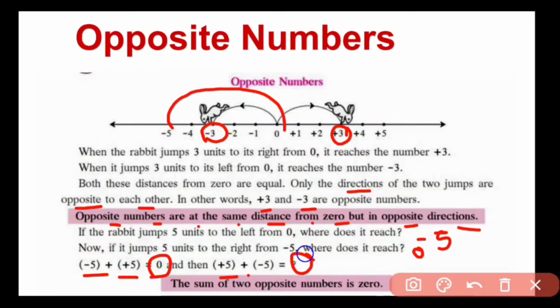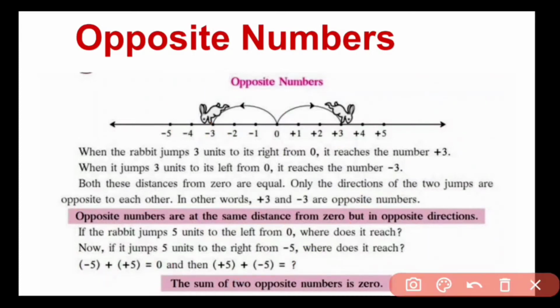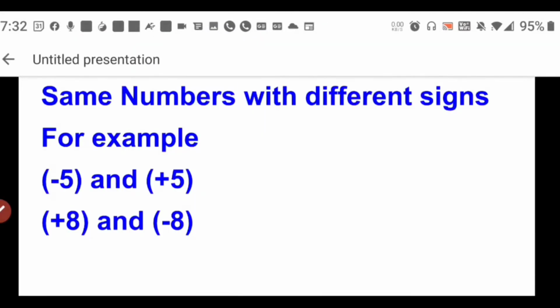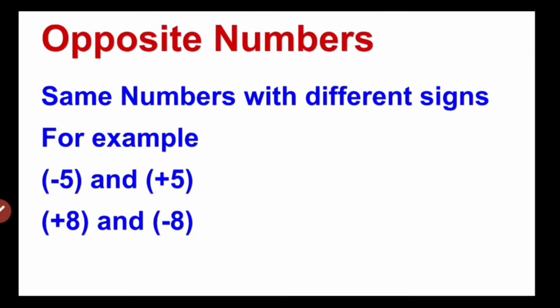Now how can we conclude this in short? In short, we can say that opposite numbers are the same numbers with different signs. Here we have given examples. For example, minus 5 and plus 5 are opposite numbers. Plus 8, minus 8 are opposite numbers. In this way, you can write the opposite numbers in practice set 6.